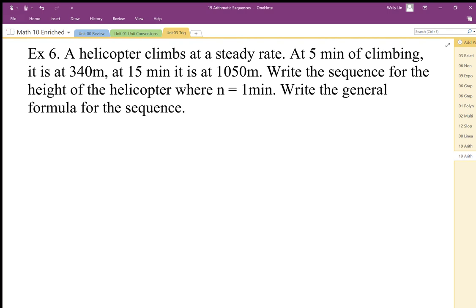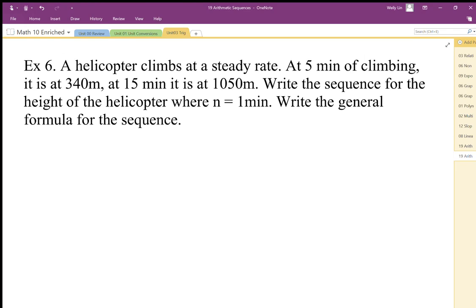Helicopter climbs at a steady rate. So we're talking about rate, so we're probably talking about slope, which should relate to our d values. At 5 minutes climbing, the height is 340 meters. So maybe I'll make a little graph here. So at 5 minutes, it's at 340.